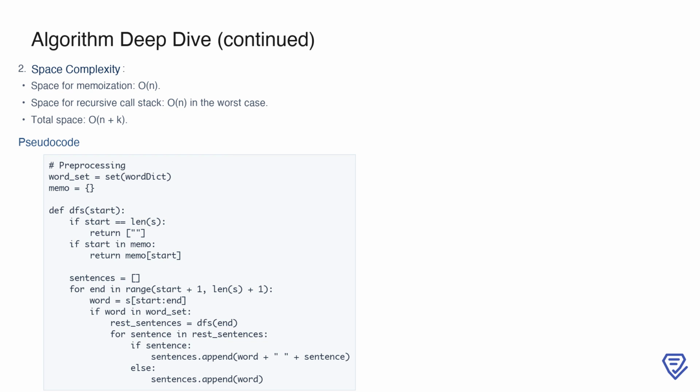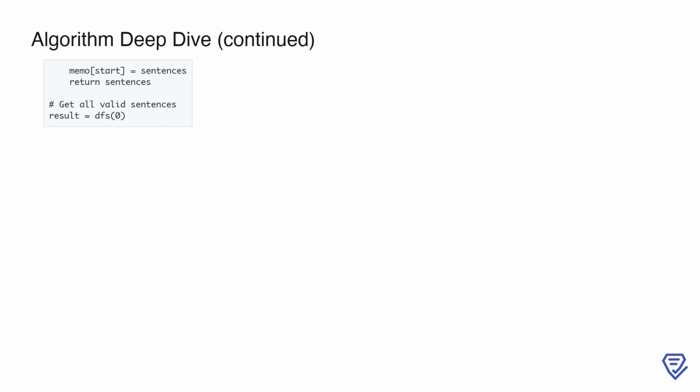Otherwise, we initialize an empty list, sentences, to store valid sentences starting from the current index. We then iterate through possible end indices, extract substrings, and check their validity in the dictionary. If a substring is valid, we make a recursive call to compute sentences for the remaining portion of the string. For each valid substring, we combine it with the results returned by the recursive call. If the recursive call returns non-empty sentences, we append the current word followed by a space and the subsequent sentence to the results. If no subsequent sentence exists, we simply append the current word.